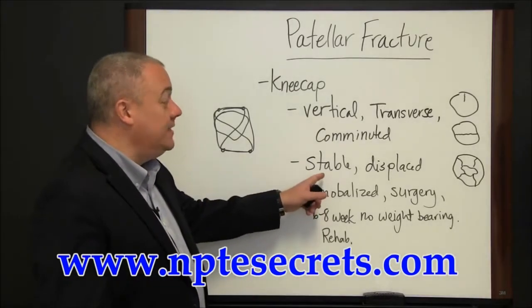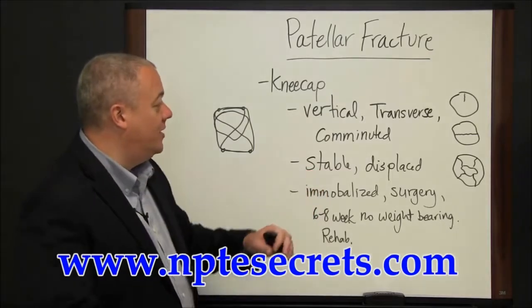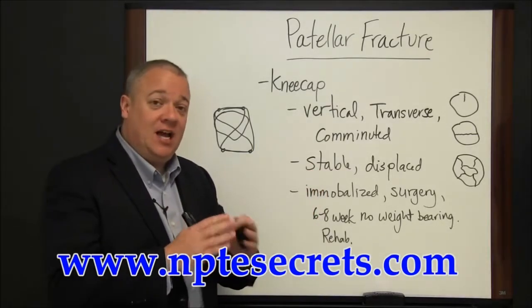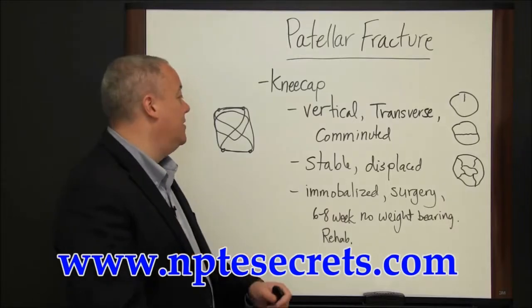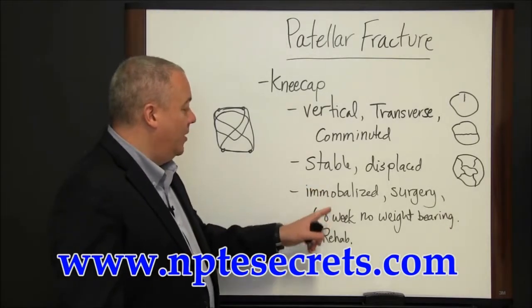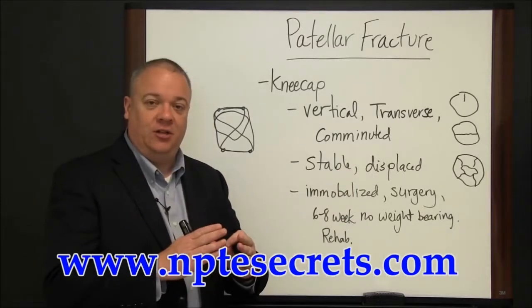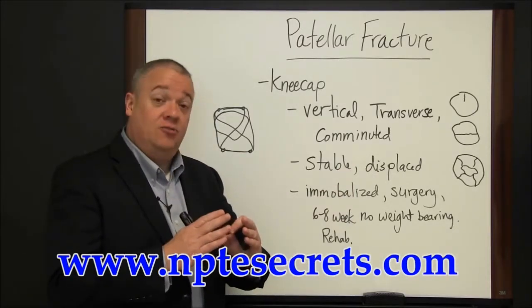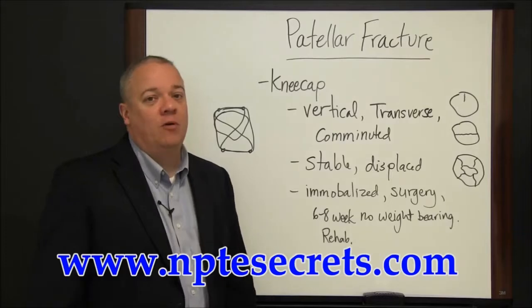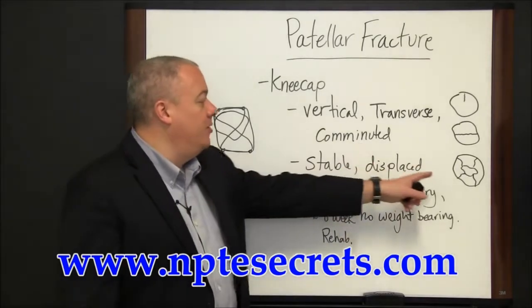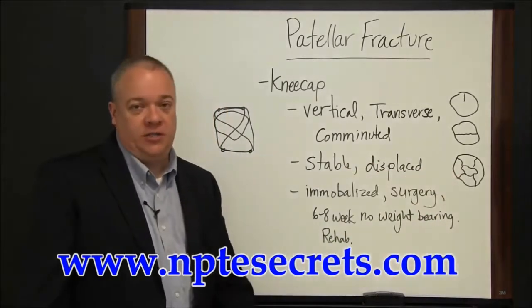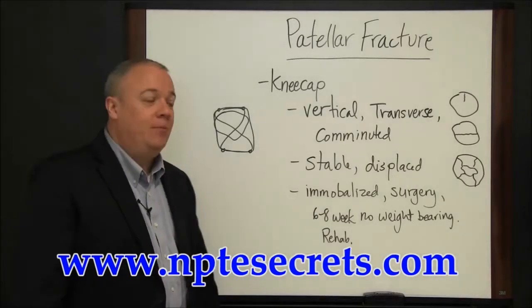So stable ones are the easiest to treat. These are the ones where the fracture is not displaced. They remain together, and therefore it can be immobilized, no weight bearing, and rehab. Now displaced ones, where there's separation in the bone and the sides do not meet, usually require some form of surgery. And of course, if you've got a comminuted fracture with 3 or more pieces, it absolutely requires surgery to get that to heal properly.